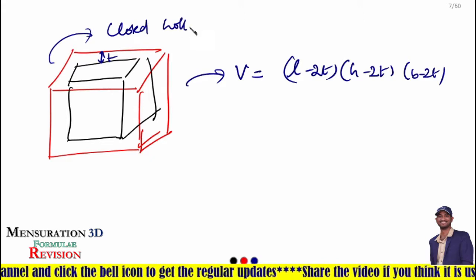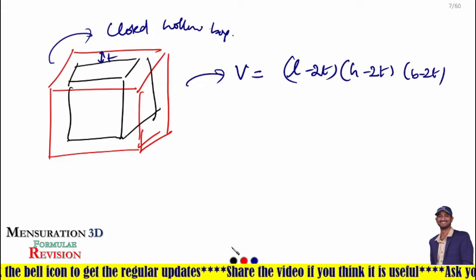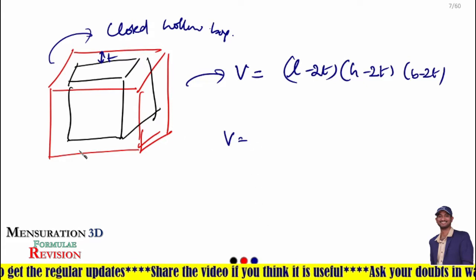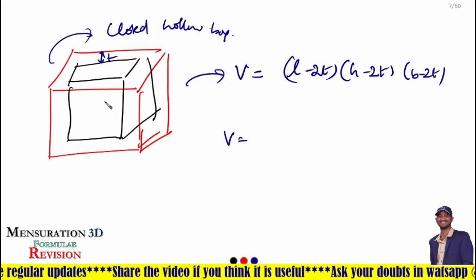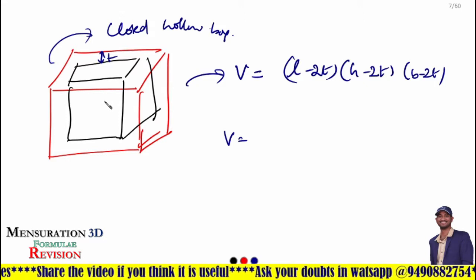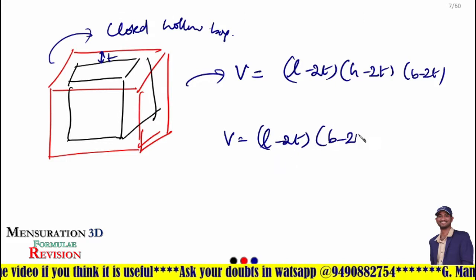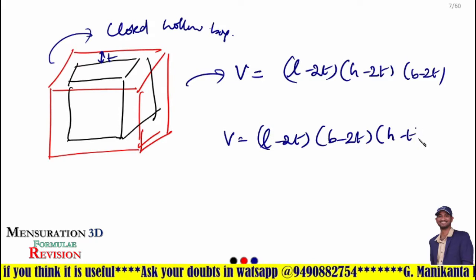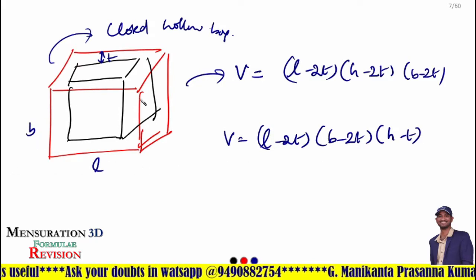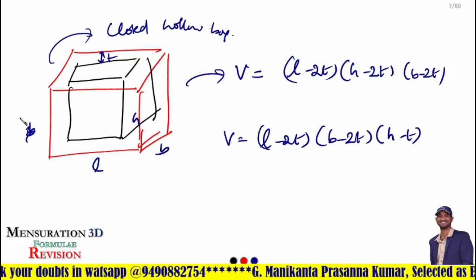If it is an open hollow box, with one side open, then what is the volume of this cuboid, or volume of material? The volume of the material that is required to make that cuboid is equal to (L minus 2T) into (B minus 2T) into (H minus T) only. L, B and H. Sorry, L and it is B and it is H. Okay.